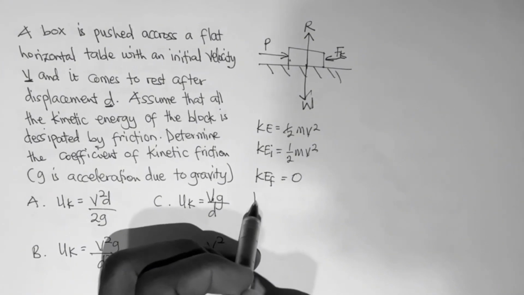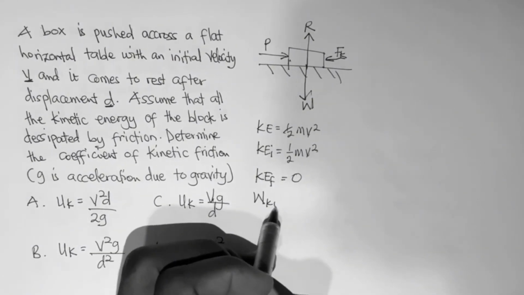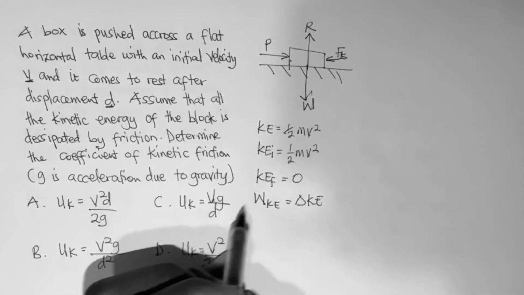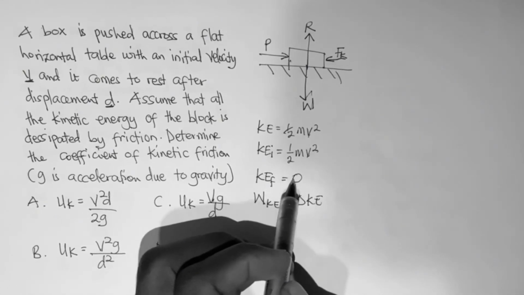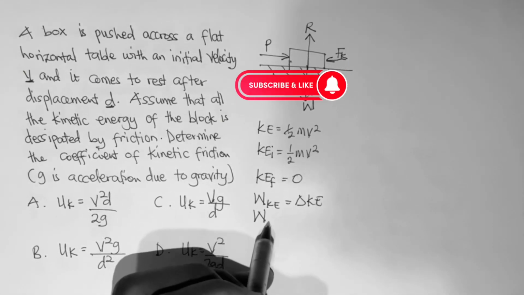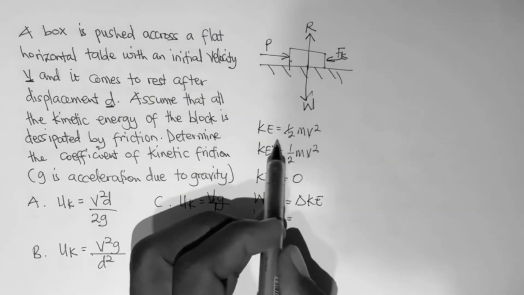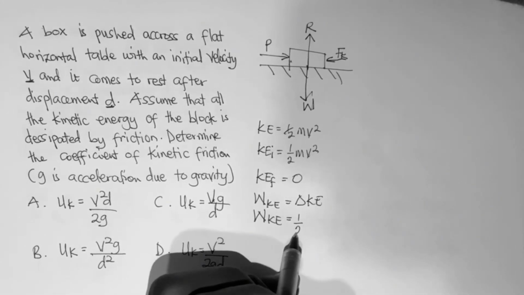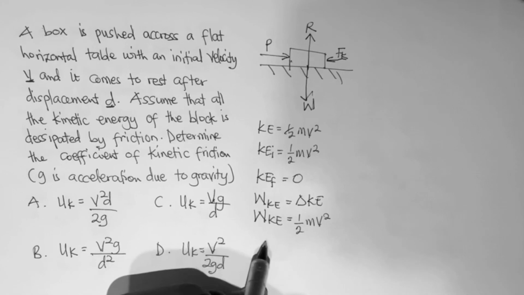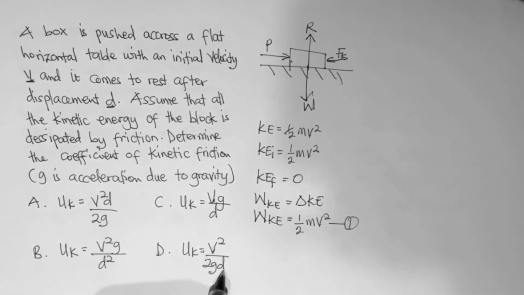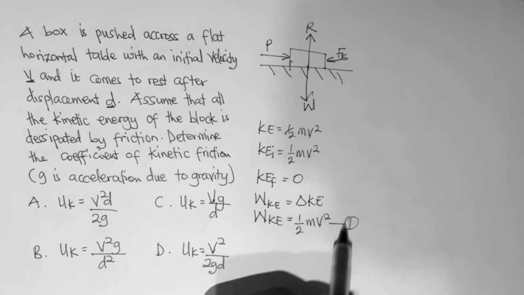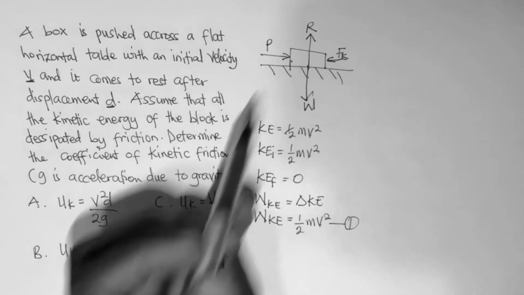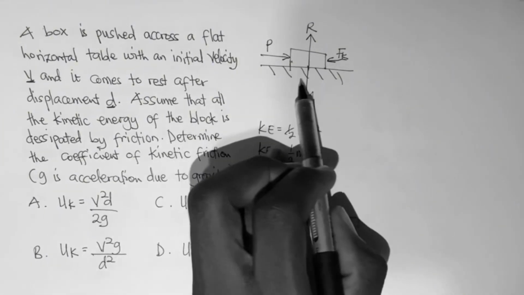Now we know that work done is equal to the change in kinetic energy. Because the final kinetic energy is 0, the work done in this case is just going to be the initial kinetic energy, which is half mv squared. So let's label this as equation 1. We are done with the kinetic energy, but what is acting contrary to this kinetic energy is the frictional force.